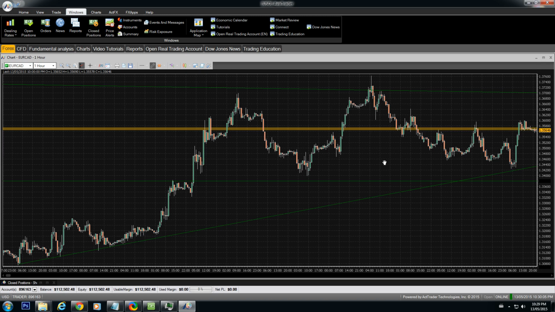With the AvaTrader newsletter, they usually send one or two a day, maybe even three, to tell you where they think prices are going. It's a good way to confirm our trend lines.